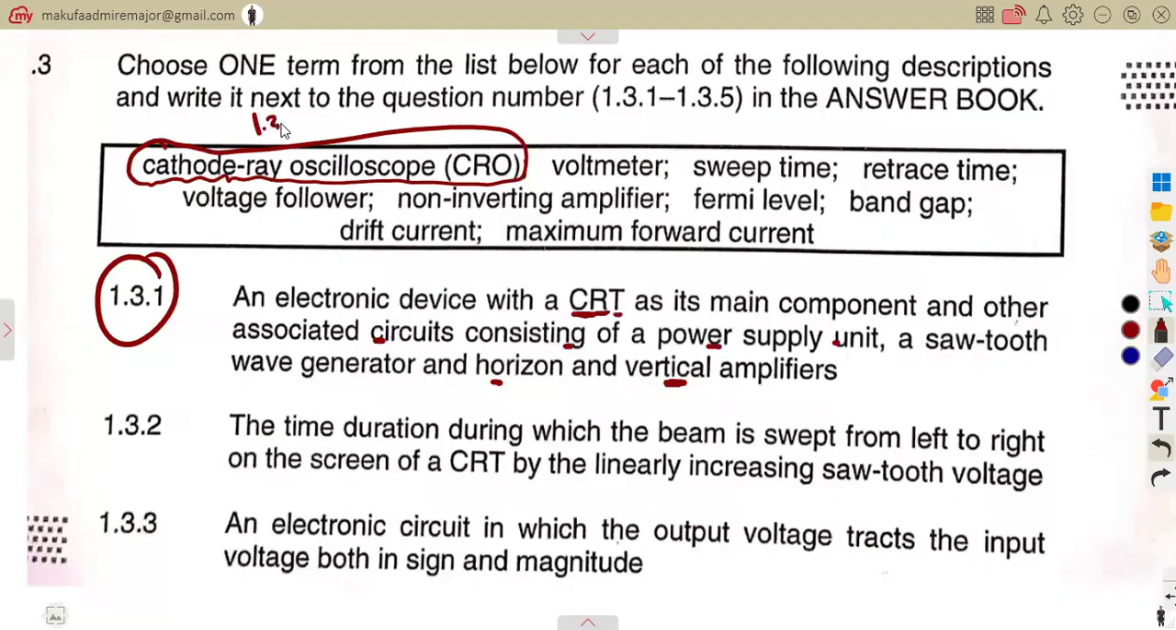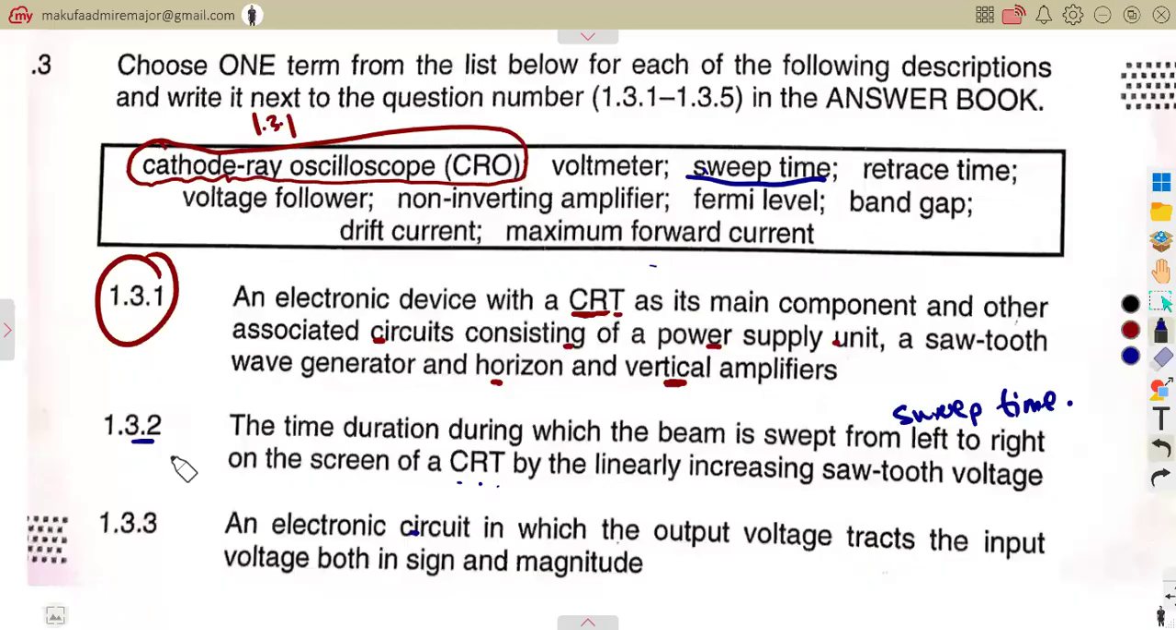Okay, that's 1.31. Then on 1.32, the time duration during which the beam is swept from left to right on a screen of the cathode ray tube by the linearly increasing sawtooth voltage. What is it? That is the sweep time. The sweep time, and we have it here. So there we consider what we call the sweep time.